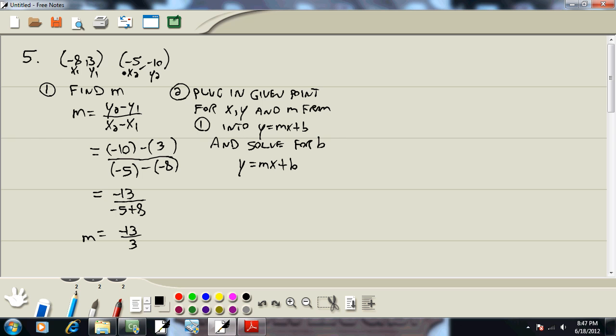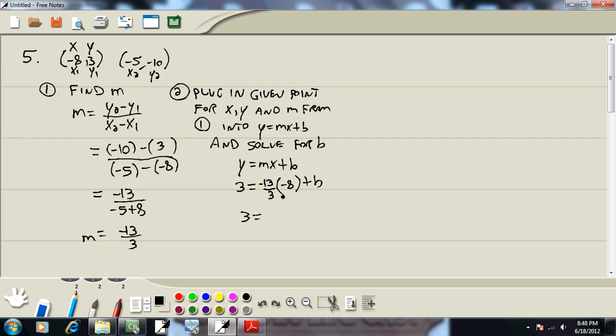Well, we got 2 points. It doesn't matter which one you pick. Either one will give you the same answer. I'll pick the first point. We're going to plug that in for x. We'll plug this in for y. So the y becomes 3. The m from step 1 was -13/3. And the x is -8, plus b.